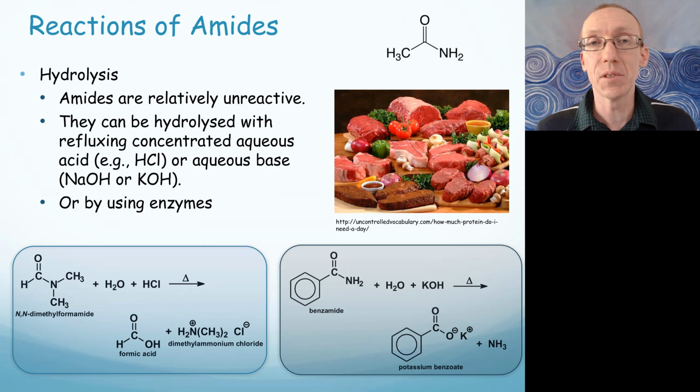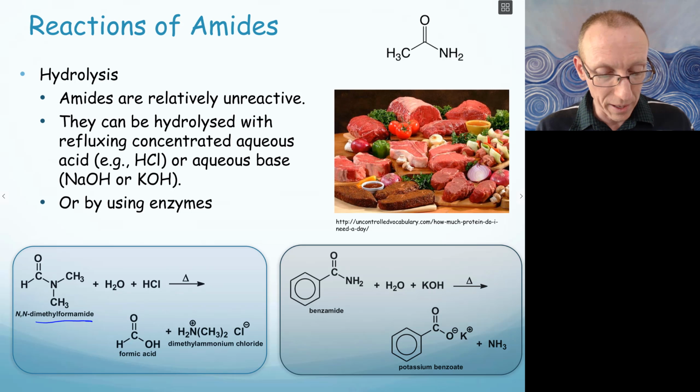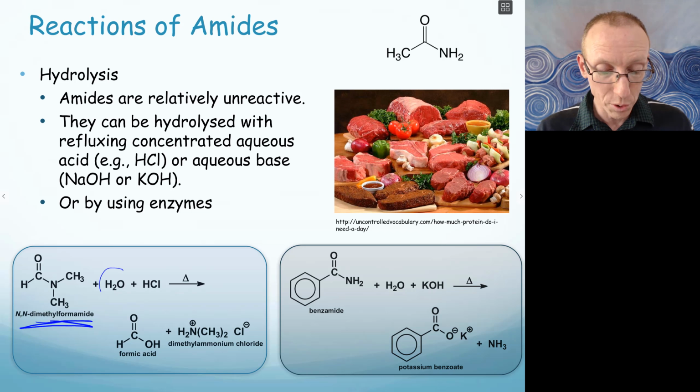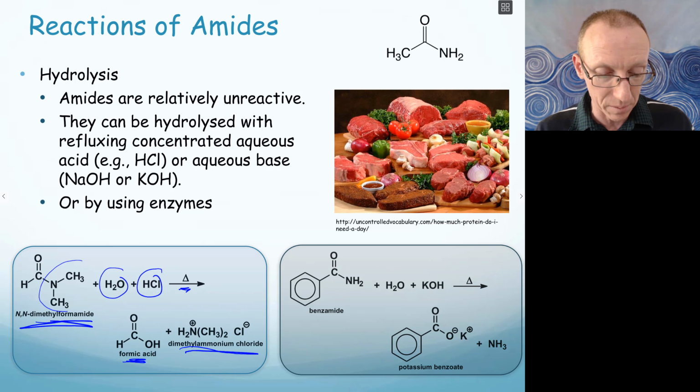However, biological systems find it really important to build and to degrade amide bonds. And so they've developed enzymes that can do these hydrolysis reactions even at room temperature or at physiological temperatures, such as 37 degrees. So for example, dimethylformamide is a common laboratory solvent. But if we treat it with water and hydrochloric acid and we heat it, then we can break it apart into its component parts, which are formic acid and the amine derived from this part of the molecule.